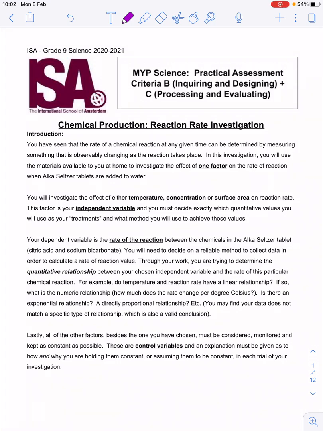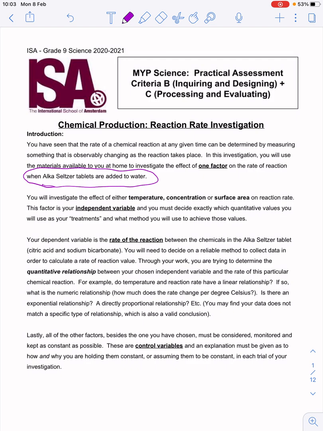Okay, so let's talk about the reaction rate investigation that you'll be doing at home. The point of the investigation is to see how one factor affects the rate of chemical reaction. We've modified the normal investigation so that you can do it at home, so you'll be using the chemical reaction that happens when you place Alka-Seltzer tablets in water.